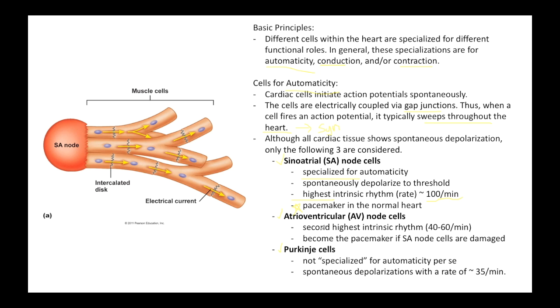Then we have our AV nodal cells, which have the second highest intrinsic rhythm, about 40 to 60. And these can become the pacemaker if the SA nodal cells become damaged. So if the highest one is damaged, it'll go down to the second highest. And lastly, we have our Purkinje cells, which aren't really technically specialized for automaticity, but they do still have spontaneous depolarizations, which make them count at about 35 per minute.